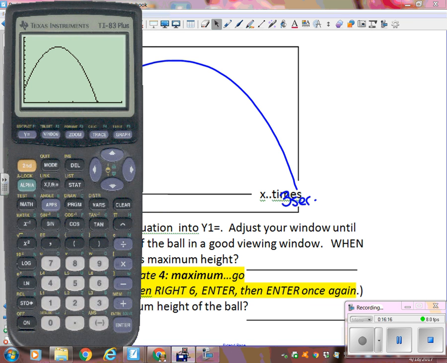Okay. It says, when will it get to the maximum height, and what is the maximum height? Hit your trace key. Everyone hit your trace key. Trace till you get to the highest y value possible.